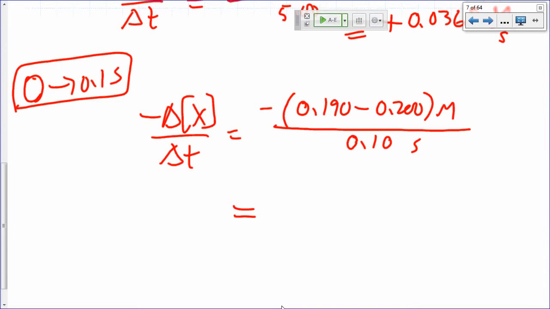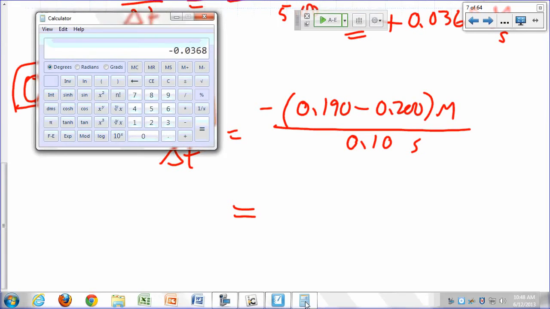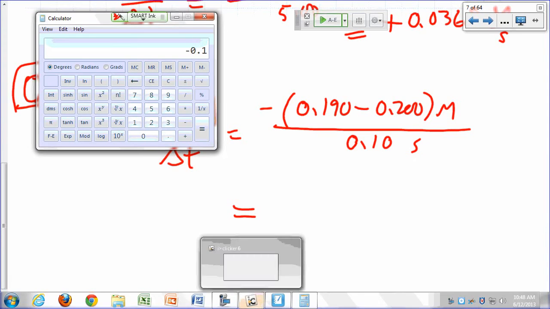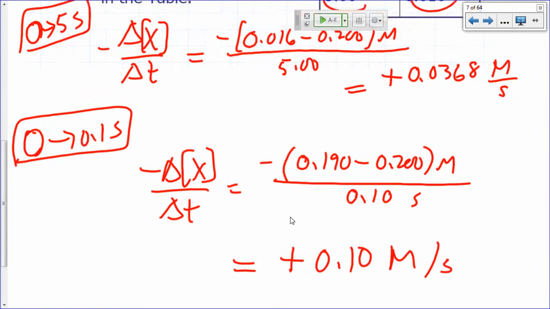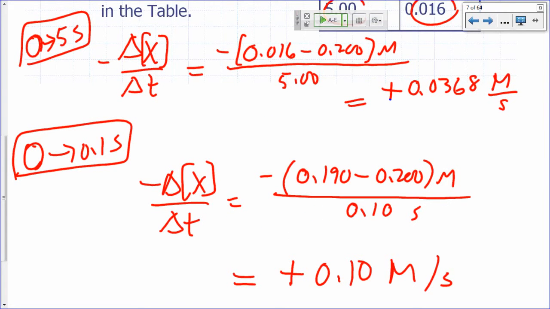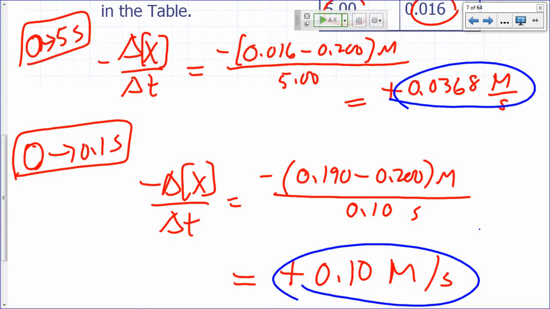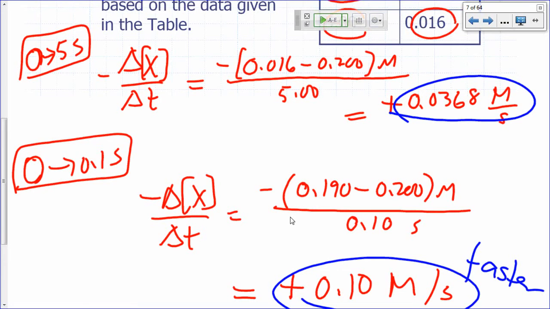So what is 0.19 minus 0.2? 0.01 divided by 0.1, it's going to be 0.1. So positive 0.10 moles per liter per second. Compare these two numbers. Over a 5-second period, your average rate is 0.03. Over that first tenth of a second, your average rate is faster, right? Remember we said the reaction is fastest at the beginning.